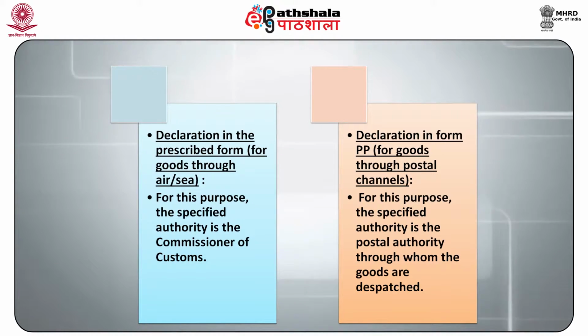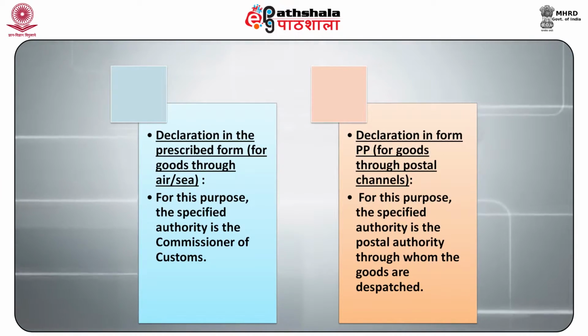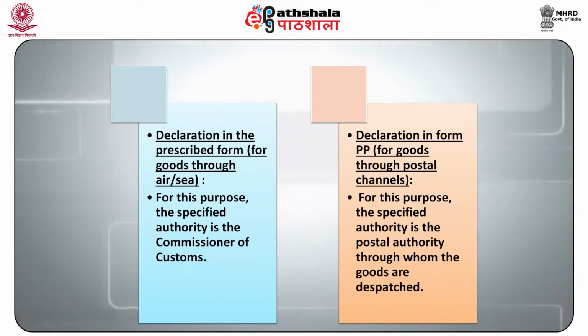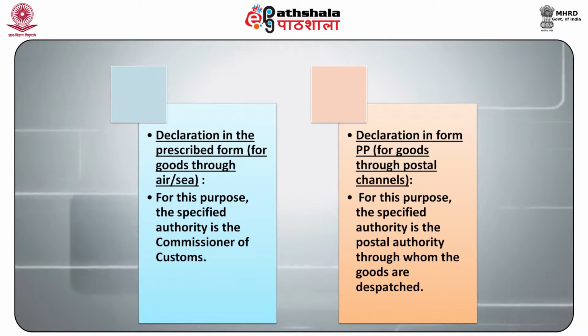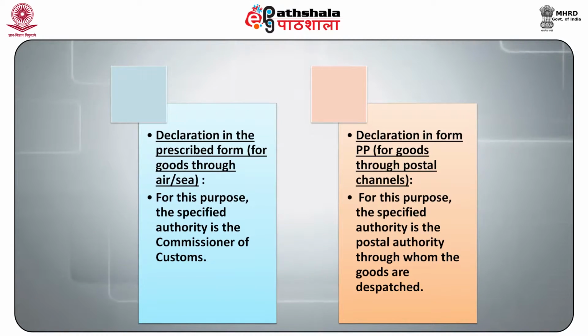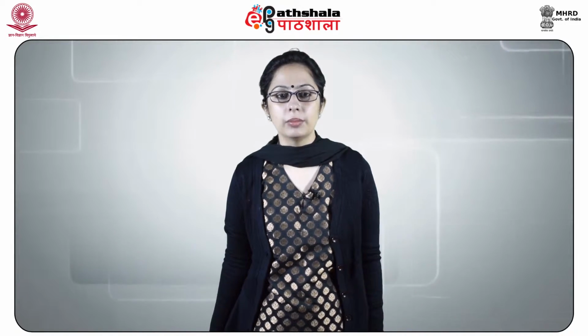Second, declaration in form P for goods through postal channels. For this purpose, the specified authority is the postal authority through whom the goods are dispatched. Third, declaration in form SOFTEX for software. For this purpose, the specified authority is the designated official of the Department of Electronics of Government of India at the Software Technology Park or the Free Trade Zone.